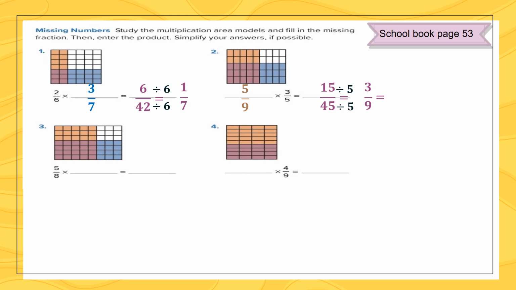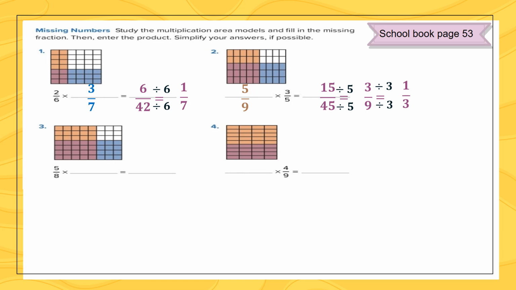Also, I need to simplify this fraction. 3/9, I can divide up and down by what? Yeah, by 3. 3 divided by 3 equals 1, and 9 divided by 3 equals 3.